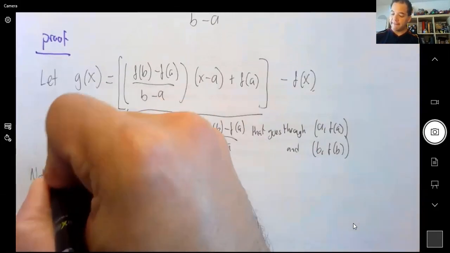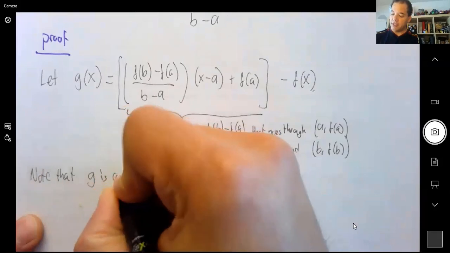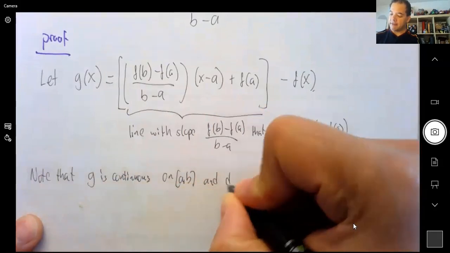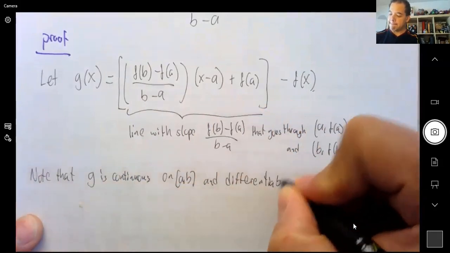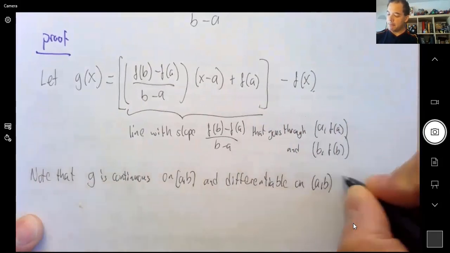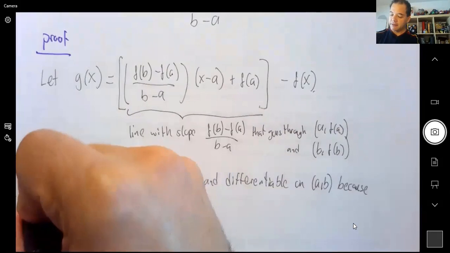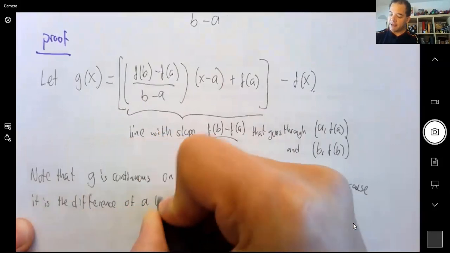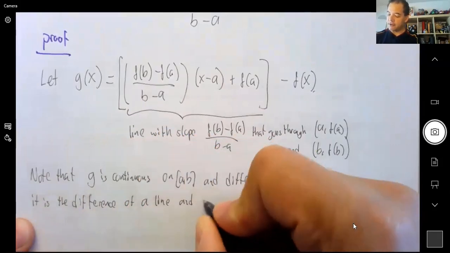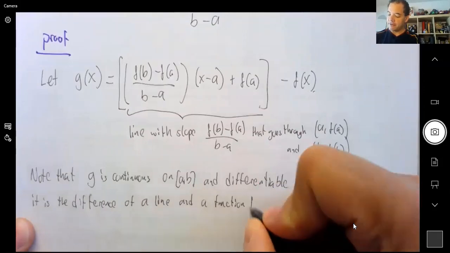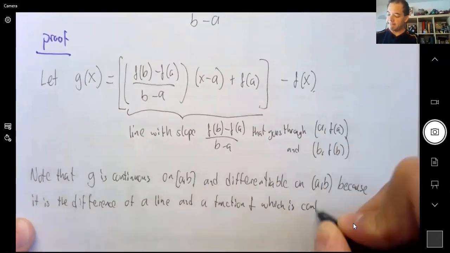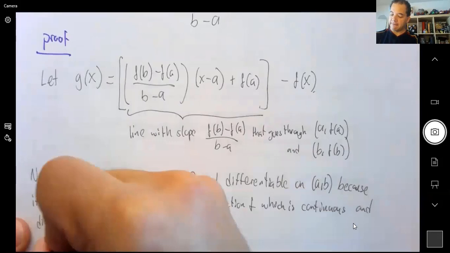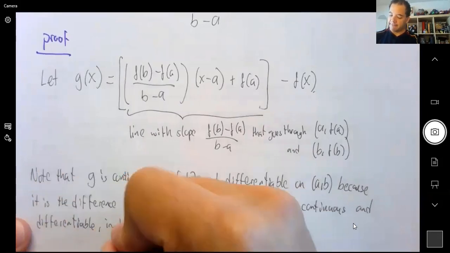So note that g is continuous on [a, b] and differentiable on (a, b) because it is the difference of a line and a function f, which is continuous and differentiable in the corresponding intervals.